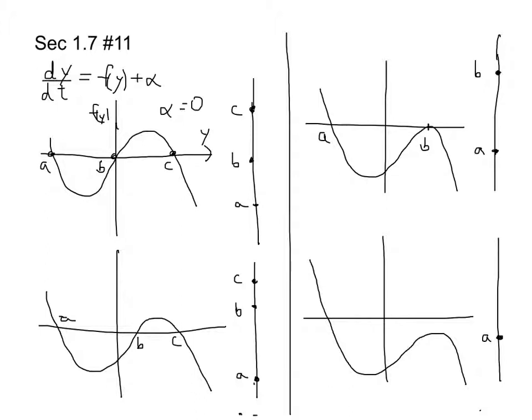And when alpha equals 0, we see that we have 1, 2, 3, let me mark them, 1, 2, 3 equilibrium points. The first one is a sink, the second one is a source, the third one is a sink. Judging by the slopes, the slope here is negative, so it's going to be a sink. Where the slope of f of y is positive, it's going to be a source. And so at A we have a sink, so arrows point towards A. At B we have a source, arrows point away from B, and C again is a sink, arrows point towards it.